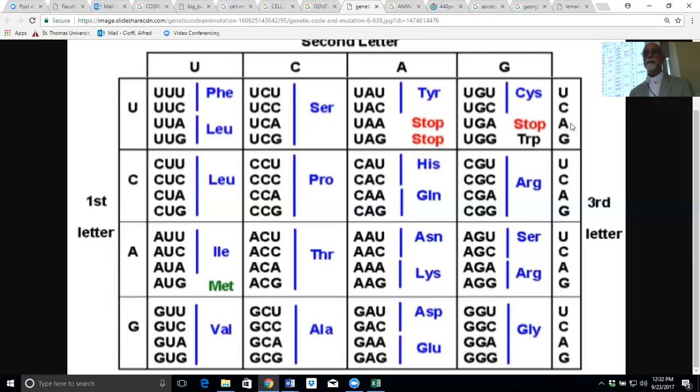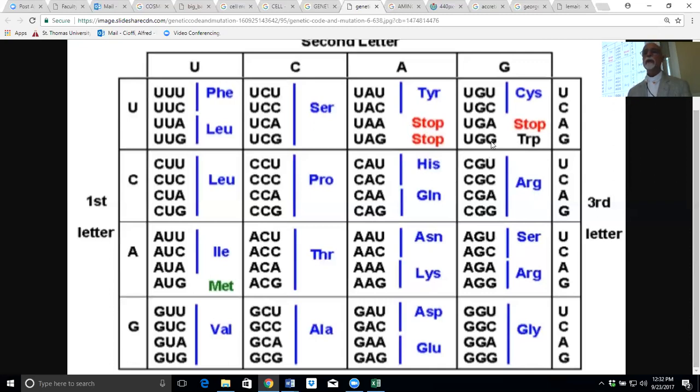The stops, are they all tryptophan? No, only UGG is tryptophan. That one actually codes for tryptophan, but the other three just code for stops. I think that should be the only one for tryptophan. So tryptophan is unique here.